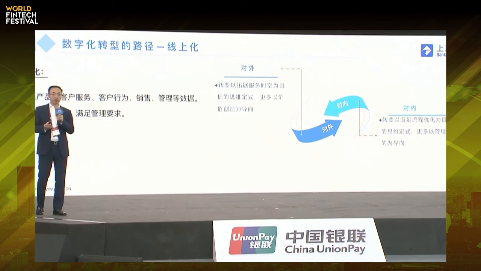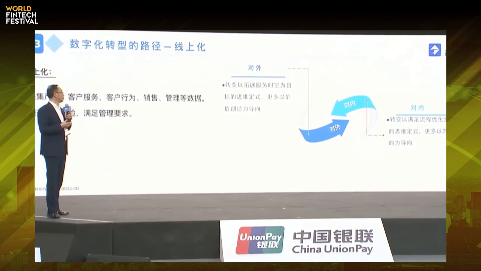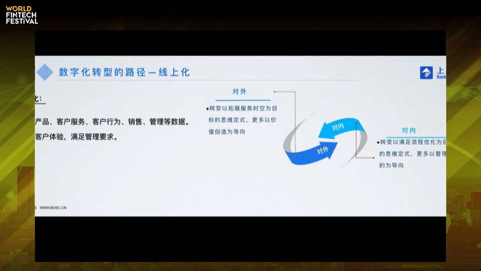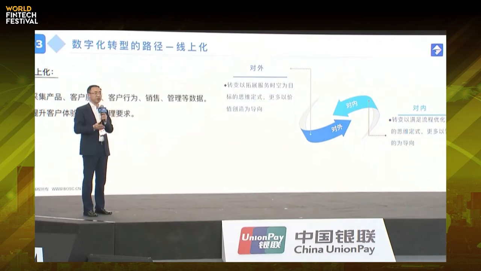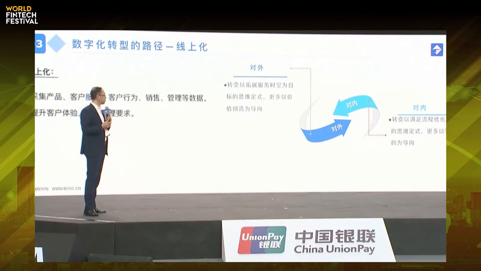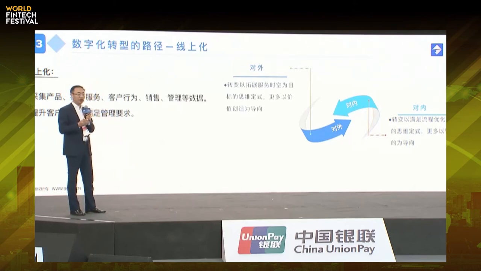So the first stage, online, is not simply a direct upgrade of the old processes. Externally, we need to extend our services to a broader area, space-wise and temporal-wise. We need to be oriented by values. And only by providing value for our clients, say you help them reduce the cost of capital, can you actually realize your own value as a bank?